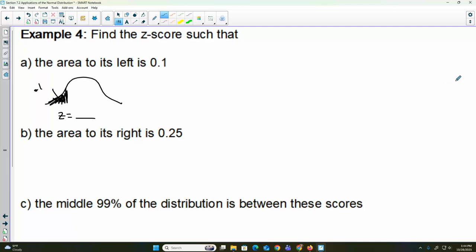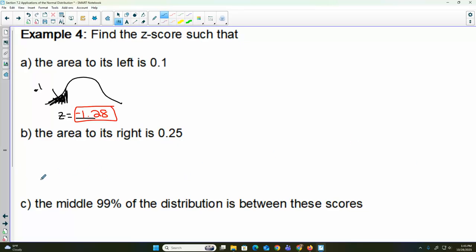So, our table gives us area to the left, right? We are looking inside this table for the closest we can get to 0.1. So, I see, yeah, do you guys find a 0.1003 inside your table? And the z that matches that is 1.28. So that is the answer. We found the z-score. When the z is negative 1.28, you have 10% to the left.